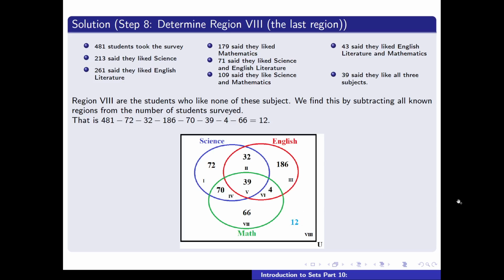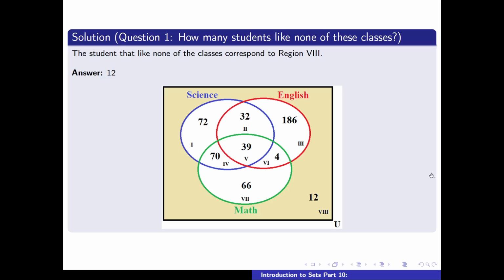So now we have our completed Venn diagram, so we can now tackle the questions. Question 1 says, how many students liked none of these classes? The students that liked none of the classes correspond to region 8. We already talked about that. As we see shaded here, region 8 has a cardinality of 12. So there were 12 students that took the survey that didn't say they liked any of the classes. So our answer there is 12.